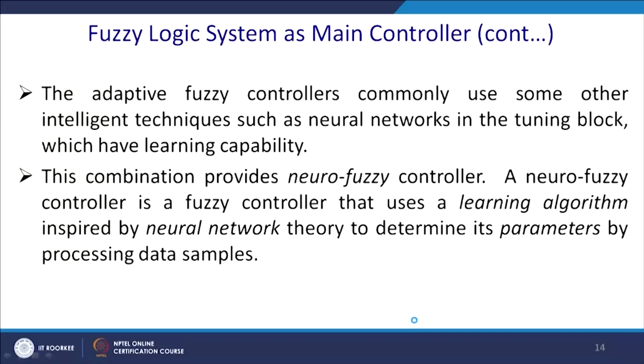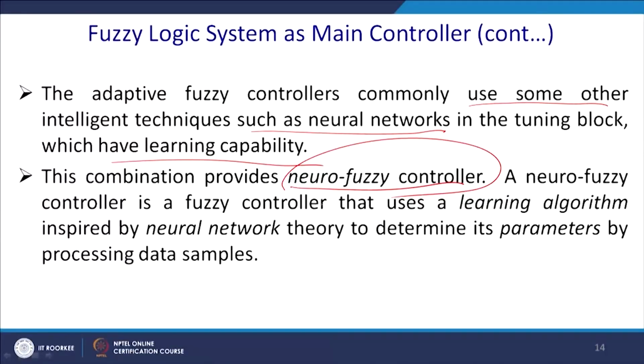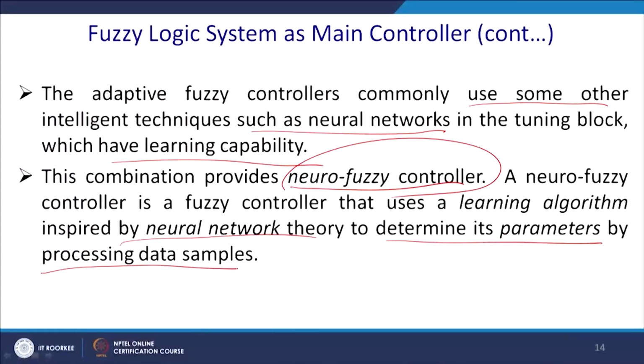The adaptive fuzzy logic controller is commonly used with some other intelligent technique, it may be an NN, such as a neural network, in the tuning block, which has learning capability, because you know if and then, you can change the weights and it will learn. This combination is said to be the neurofuzzy controller. The neurofuzzy controller is a fuzzy controller that uses a learning algorithm inspired by the neural network, backpropagation algorithm or any other algorithm, LMS algorithm, and determines the parameters by processing the data samples.